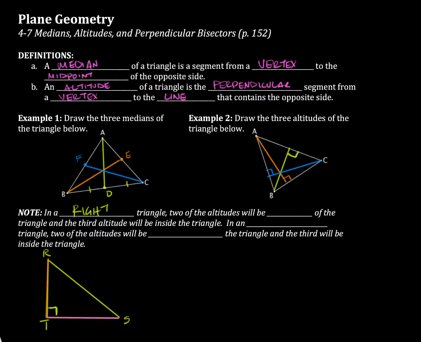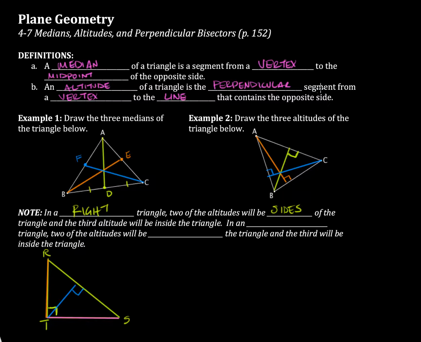So what that means is that in a right triangle, two of the altitudes will actually be sides of the triangle. And then the third altitude, going from T, will be somewhere inside that triangle. It would be something like that, where the altitude lives inside the actual triangle itself. But two of the altitudes are sides of the triangle.